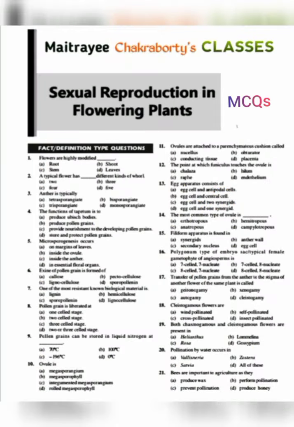We are starting with some short questions regarding sexual reproduction in flowering plants. Question number 1: Flowers are highly modified. The four options are: A, root; B, shoot; C, stem; and D, leaves. What we know about flowers is that they are highly modified shoots bearing nodes and modified floral leaves, which are meant essentially for sexual reproduction in plants. So the answer will be B, that is shoot.